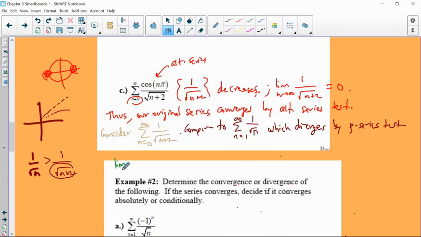So then the limit as n goes to infinity of 1 over root n plus 2 divided by 1 over root n, which equals the limit as n goes to infinity, just flip that, just show one step, of 1 over root n plus 2 times the square root of n over 1. That's going to be equal to 1, which is a finite number, so the limit comparison test is going to confirm that our series will also diverge.